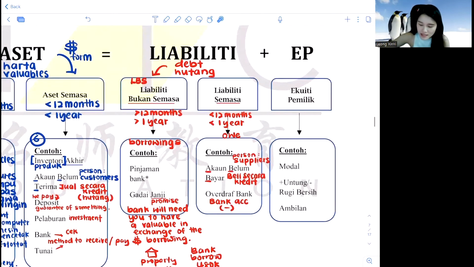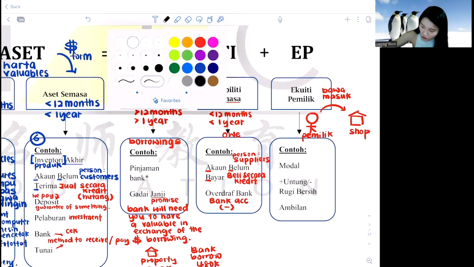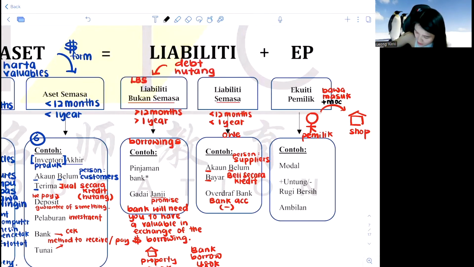Okay, now to the last one, equity pemilik. Equity pemilik is going to have only three things: modal, untung bersih, and ambilan. So the relationship is actually between your pemilik and the shop. To start the shop, your pemilik has to begin with bawa masuk. So if you ever see the word bawa masuk, it means modal. And it is going to be a positive value.